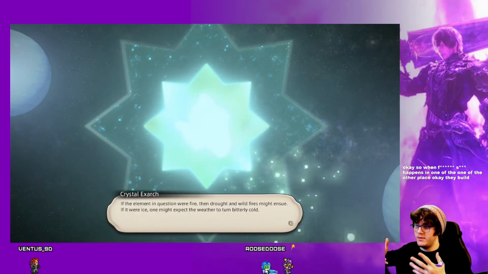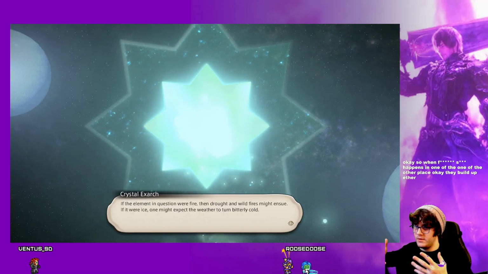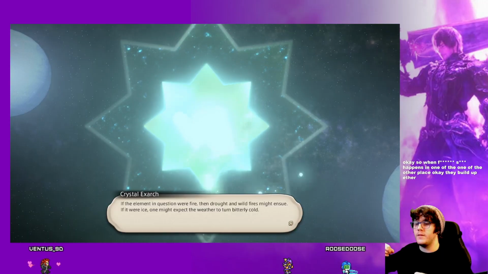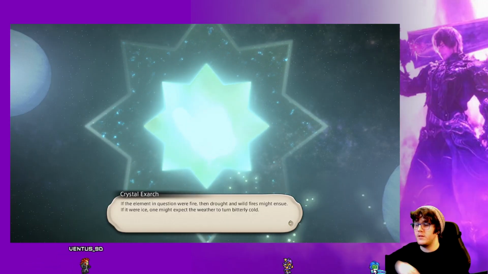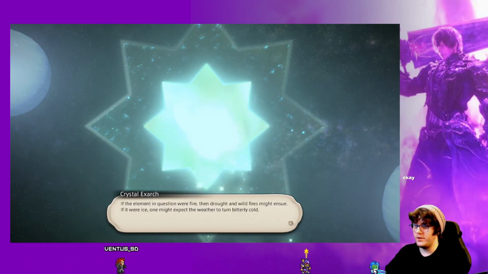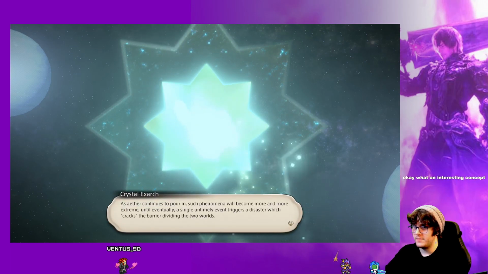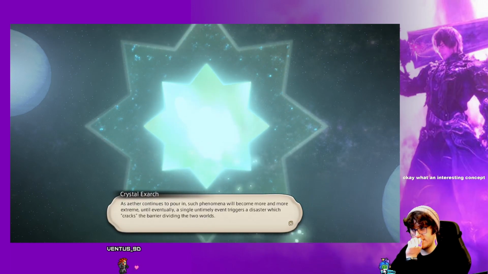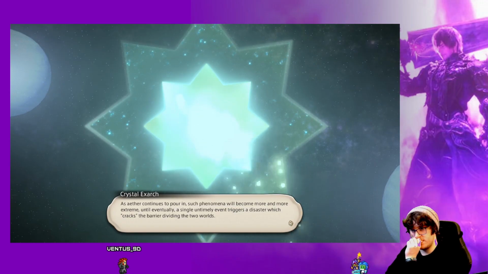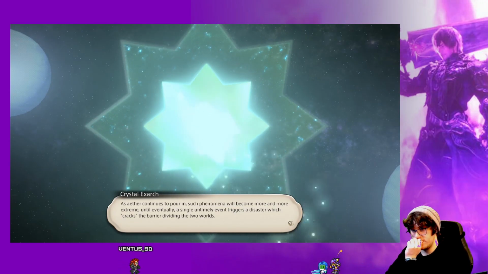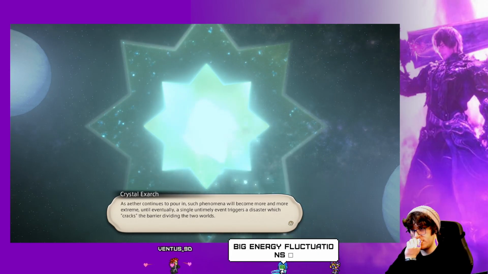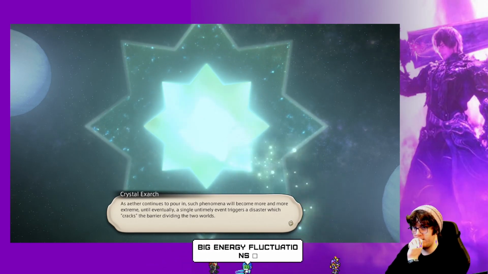If the element in question were fire, then drought and wildfires might ensue. If it were ice, one might expect the weather to turn bitterly cold. What an interesting concept. As ether continues to pour in, such phenomena will become more and more extreme, until eventually, a single, untimely event triggers a disaster which cracks the barrier.